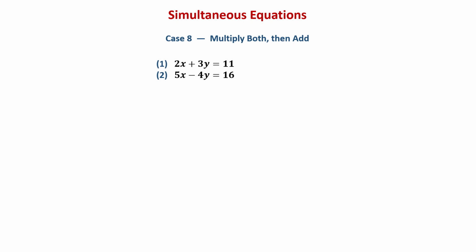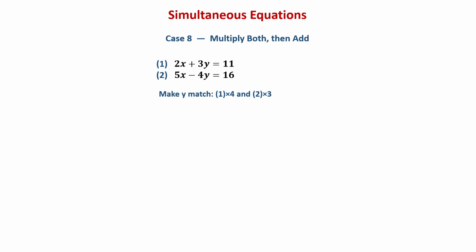If we multiply the first one by any number, it will not be equal to the second one. So I will multiply both. Maybe I can multiply the first one by 5. So this will be 10x. And I multiply the second one by 2. So it will also be 10x. Then we can do the same. We can add or subtract. So let's do that. Let's multiply.